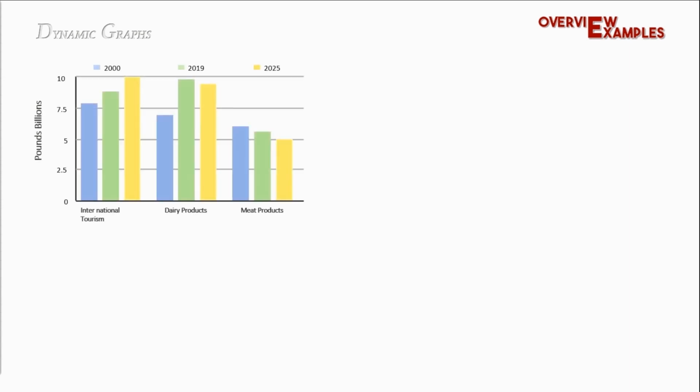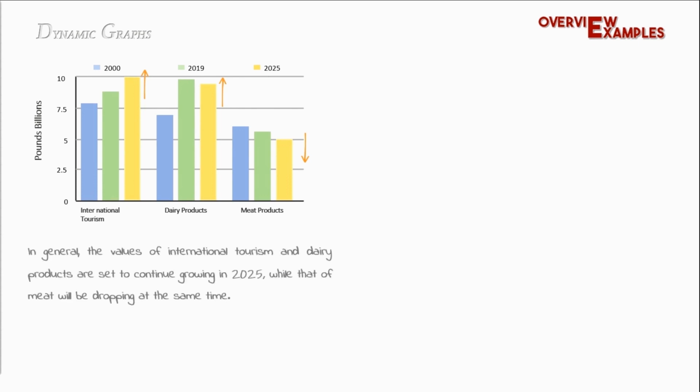For some dynamic graphs, with a combination of past and future, or past, present, and future, we just focus on the trend and the highest, which are in the future, so the grammar or verb form will not be confusing. For the bar graph, we mentioned the two different trends in the future, so the overview is, in general, the values of international tourism and dairy products are set to continue growing in 2025, while that of meat will be dropping at the same time.